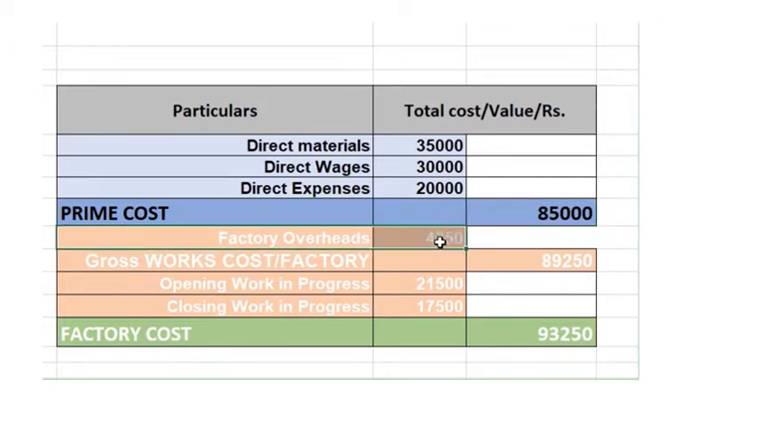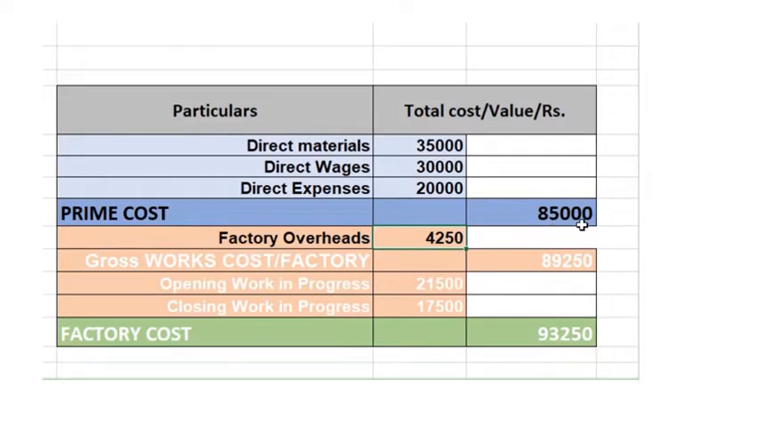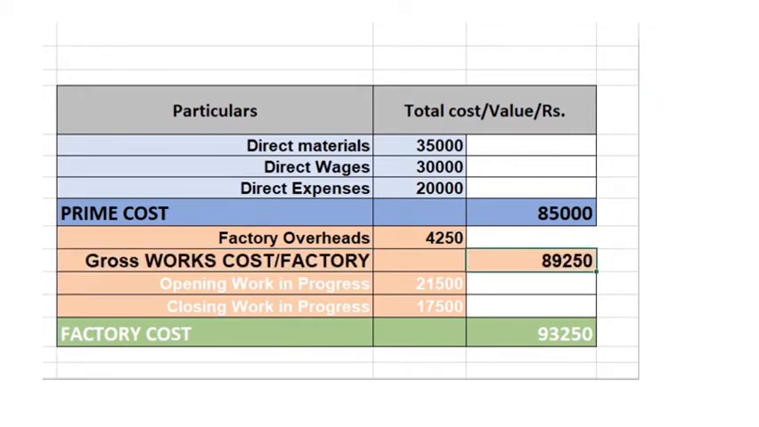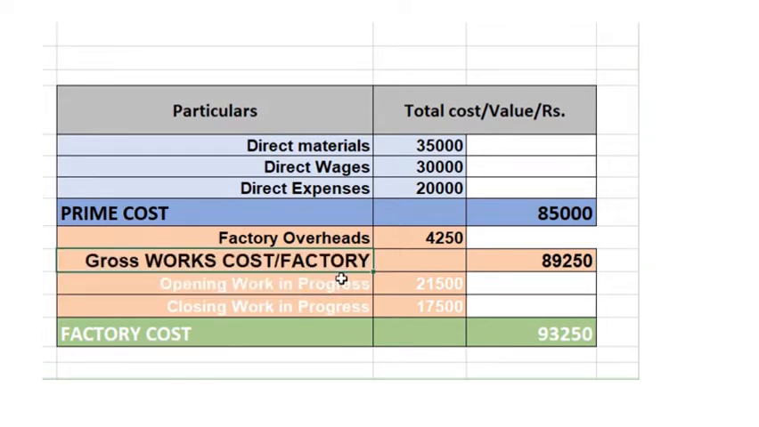So now you have to calculate factory overheads. What is factory overheads? It is 5% of prime cost. So 5 by 100 into 85,000, you will get 4250. Then after factory overheads, you have to find the works cost or factory cost, which is the sum of prime cost plus factory overheads. Now I'm telling you it is gross works cost because you have some adjustments for inventory. So this is called gross works cost.